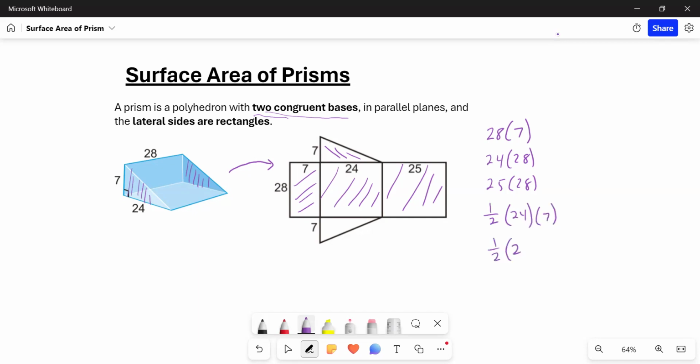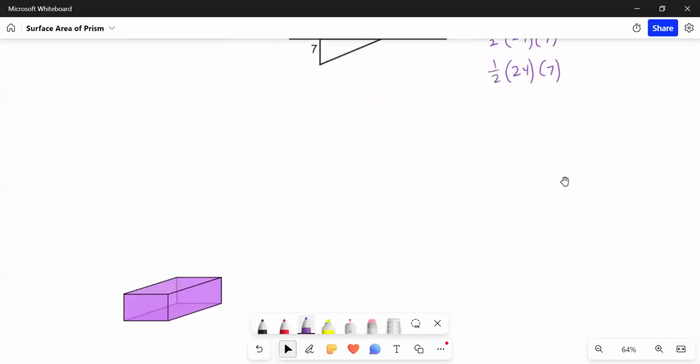Now, if you would just take all of those numbers, multiply them all out, add them all together, you can find the total surface area. I'm going to leave that as a numerical exercise for you right now. Okay, now that you've done that, let's continue.